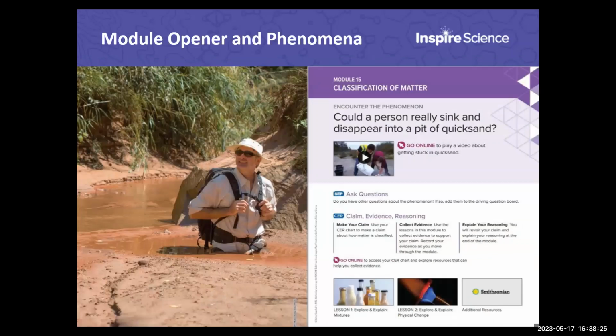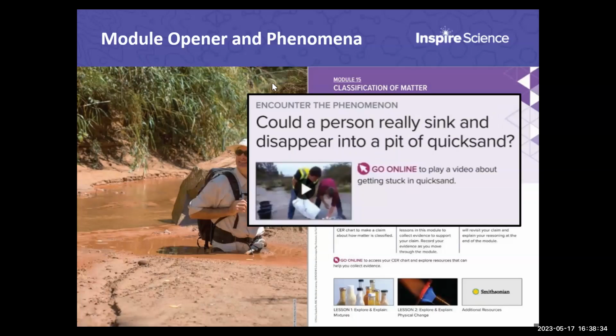If I was a physical science teacher, it might say, could a person really sink and disappear into a pit of quicksand? It says, go online to see this phenomenon in action. Now I happen to have that high school phenomenon up and running. For physical science, the one about quicksand, let's take a look at a high school example here.